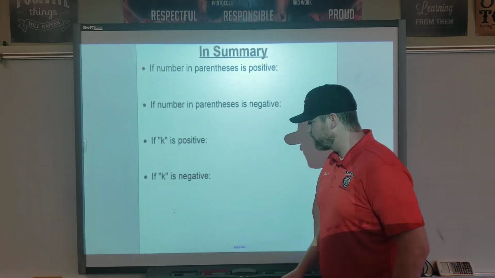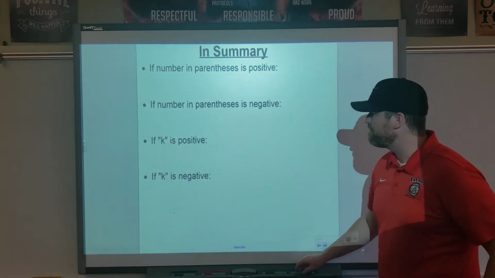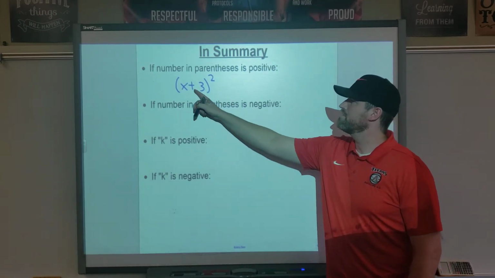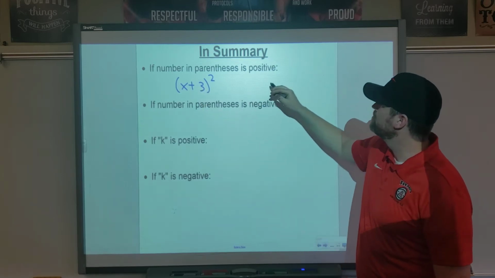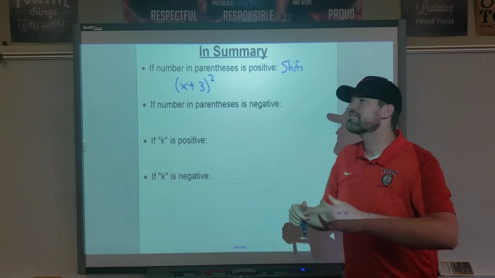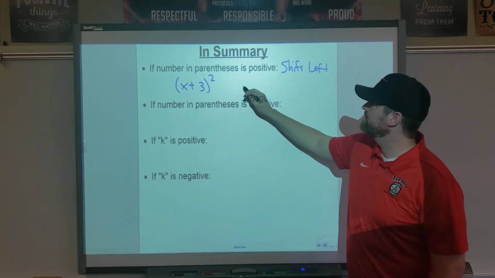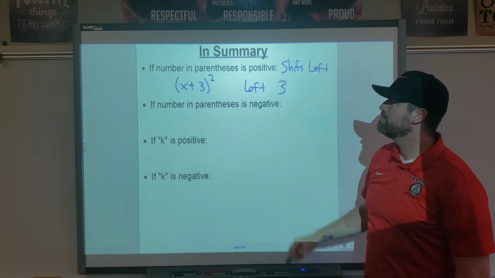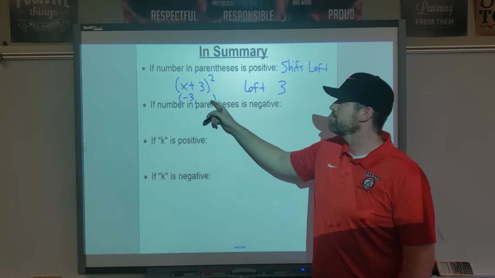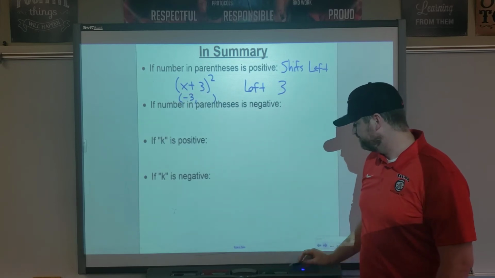All right, so in summary, don't get too excited, we're not quite done yet. But in summary, if the number in parentheses is positive, so if we have x plus 3 squared, what happens to our graph? Well, the graph will shift opposite of the sign. It's going to shift left. This particular graph would shift left 3 because the vertex would now have as its x-coordinate -3, comma, something, right? So if my vertex is -3, the whole graph is shifting left 3.